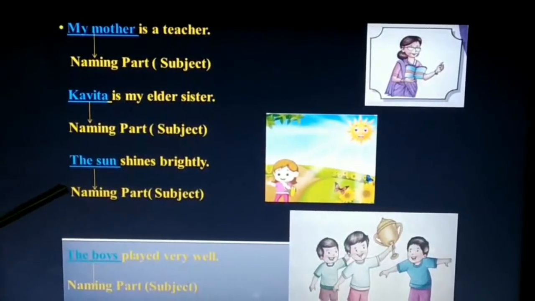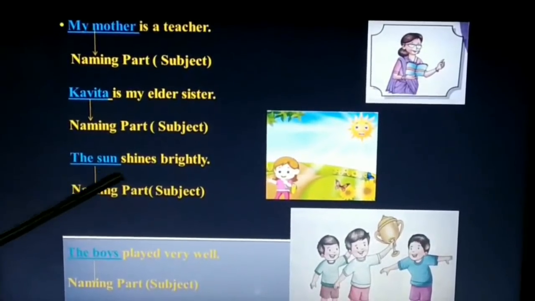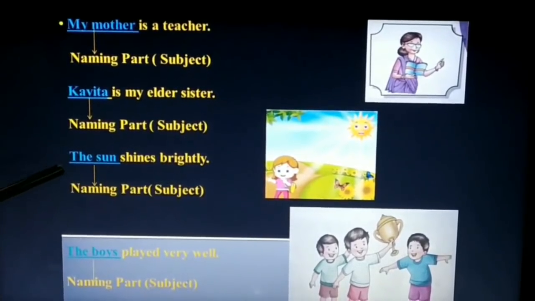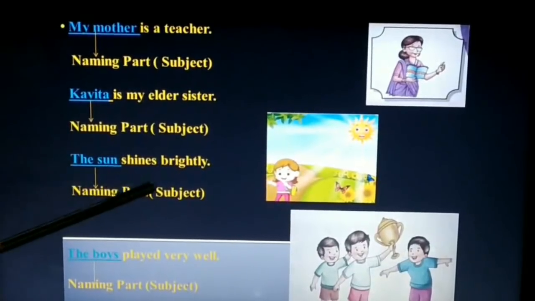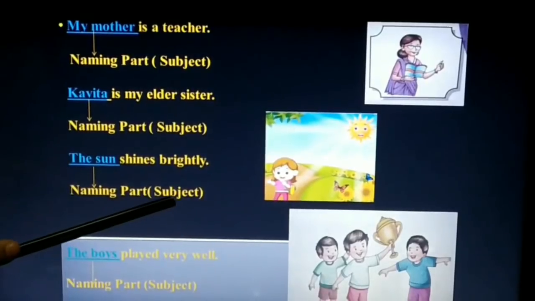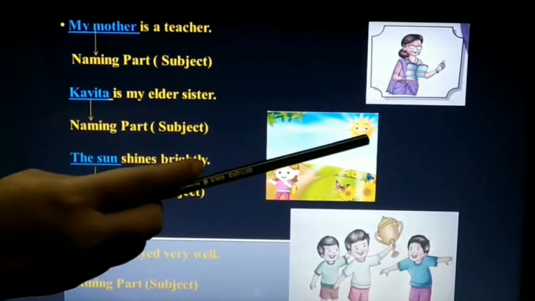Now, let's see the next example. The sun shines brightly. So, in this sentence, the sun is the naming part. In bracket, subject is given. Can you see the sun here in the picture?